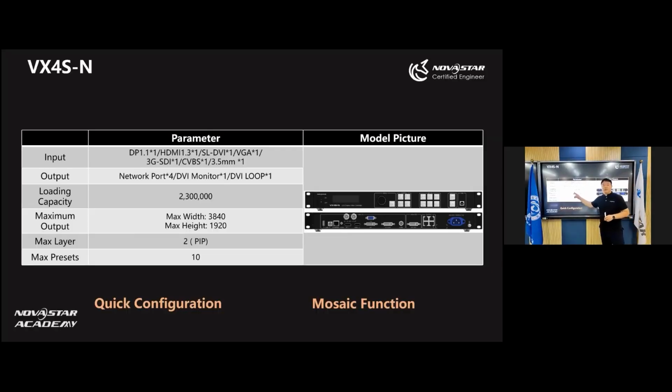The loading capacity of the VX4S is 2.3 megapixels. And here is also something very important when you design a project: the maximum output. You should see here that the max width is within 3840.